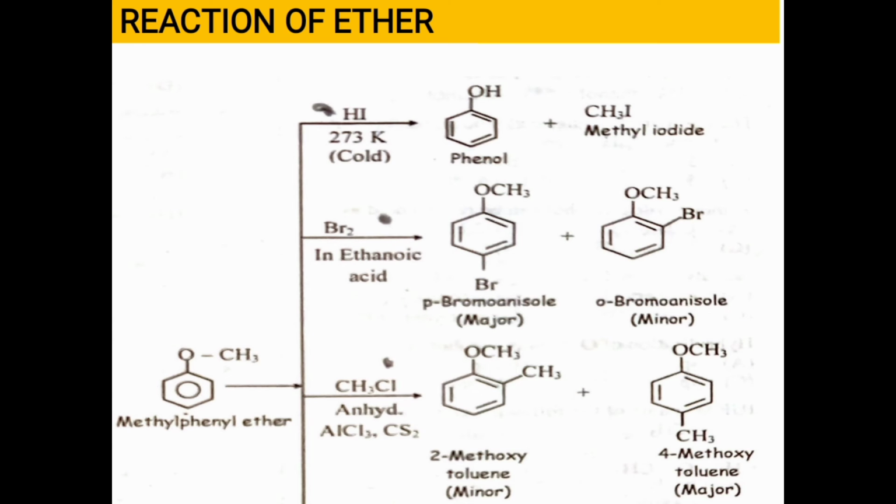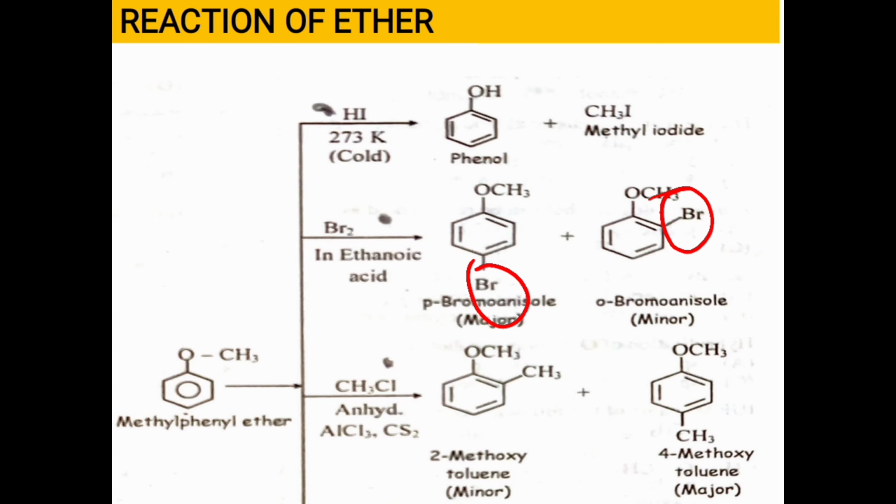Now this is the reaction of ether. In cold conditions, when methyl phenyl ether reacts with hydrogen iodide at 0 degrees Celsius or 273 Kelvin, the product is phenol with the byproduct methyl iodide. What is the byproduct? Methyl iodide will be formed. And when methyl phenyl ether reacts with bromine, as bromine is an ortho and para directing group, it will be attached to the para position and the ortho position, but we know the major product is at the para position.